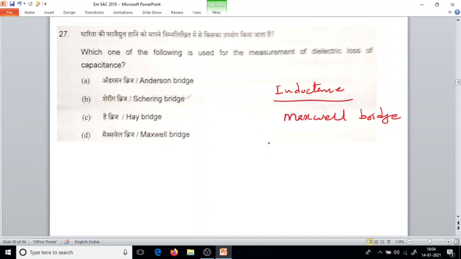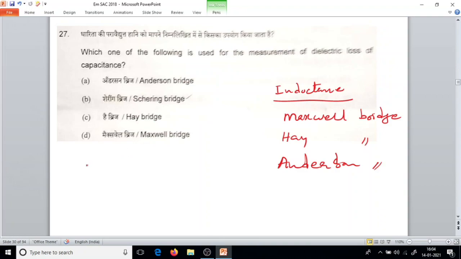This Hay bridge and Anderson bridge is a modified form of Hay bridge, also we can use it. And Maxwell Anderson bridge. You always remember Glenn Maxwell because of Glenn Maxwell. Anderson is also an English test cricket bowler, his name is James Anderson. So Maxwell, Anderson, and Hay are the inductance measurement bridges.